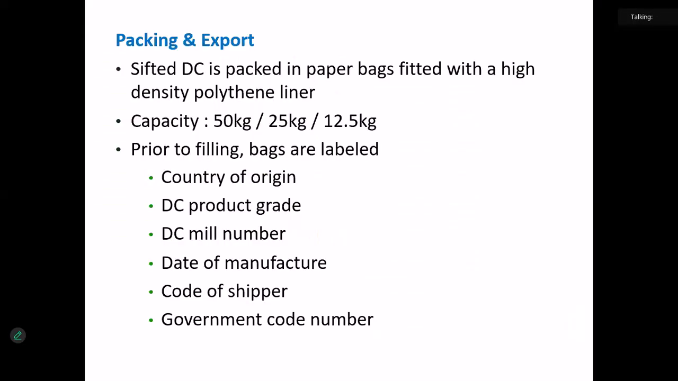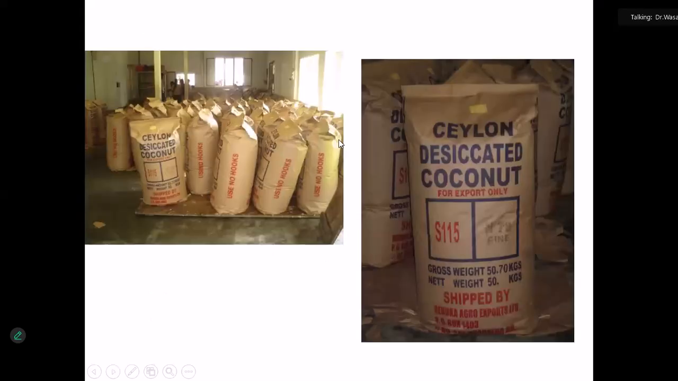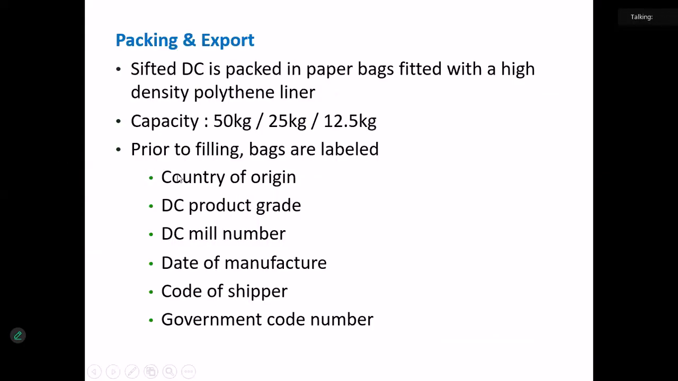So you can see, DC is packed in paper bags, fitted with a high density polyethylene liner. Normally we are packing 50 kilograms, sometimes 25 or 20.5 small packs. But prior to filling, bags are labeled. Please make sure first they check the bag very carefully, whether it is clean. There should not be insects in the bag. Then bags are labeled as I mentioned.